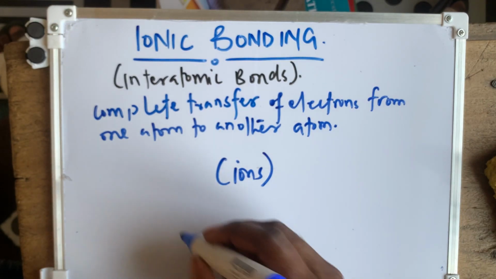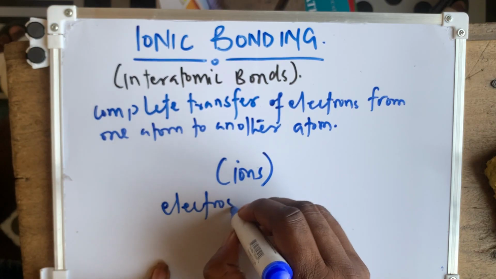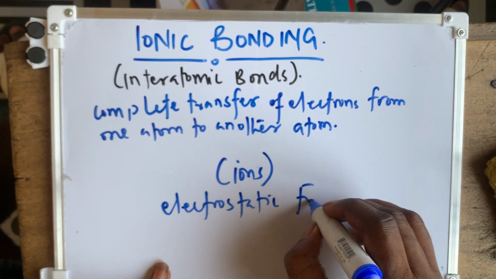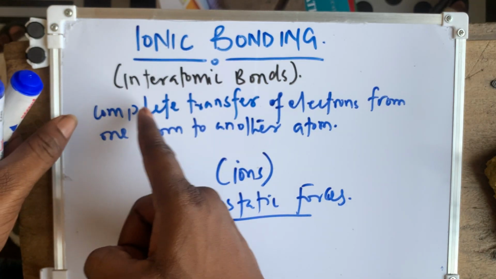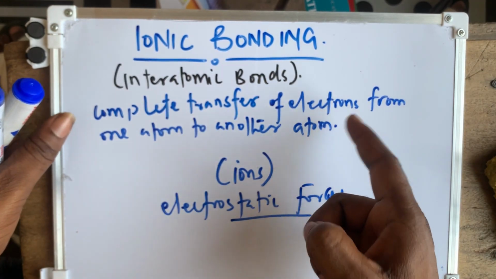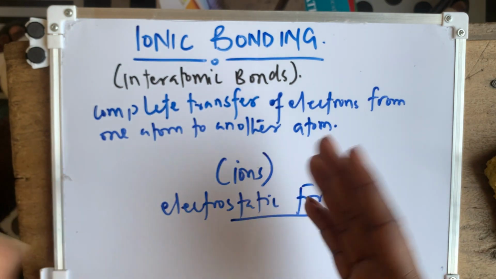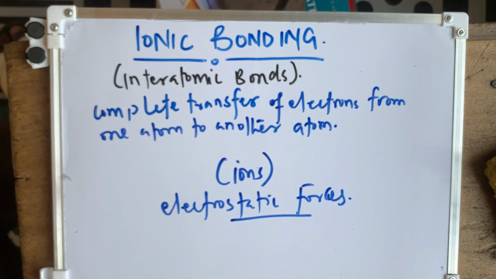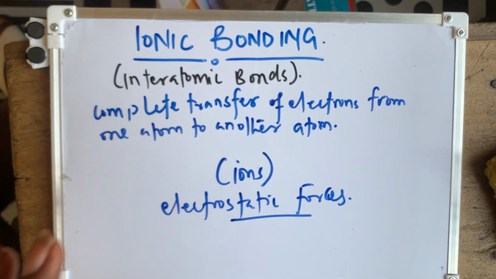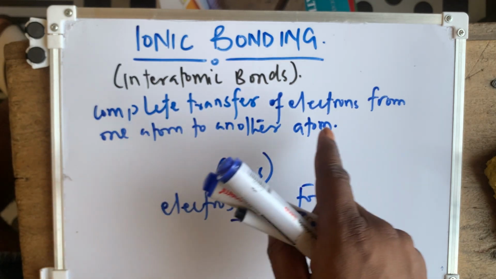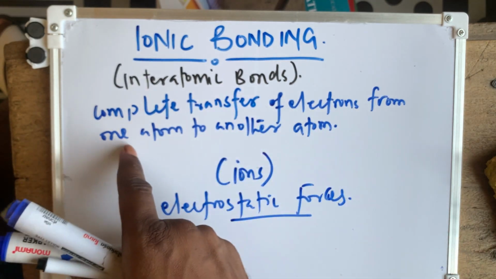Electrostatic forces. In ionic bonding, one of the key things you are supposed to know is electrostatic forces. We are looking at the complete transfer of electrons, unlike covalent bonds, where we look at the sharing of electrons. One will bring some, the other will bring some. But for ionic bonding, we are looking at the direct complete transfer of an electron from one atom to the other atom.